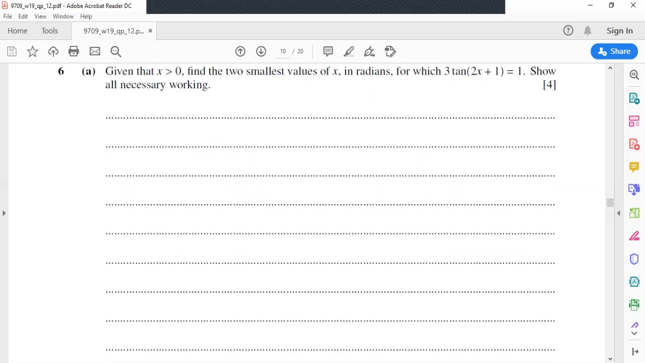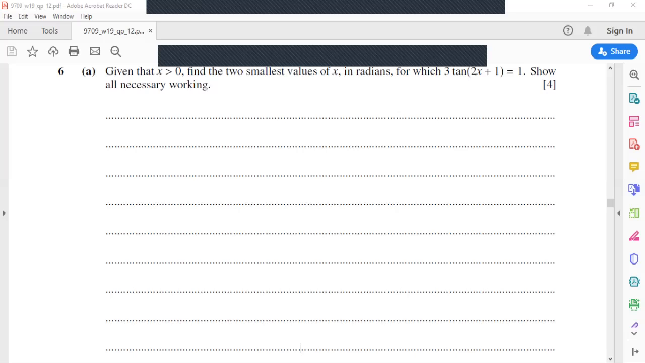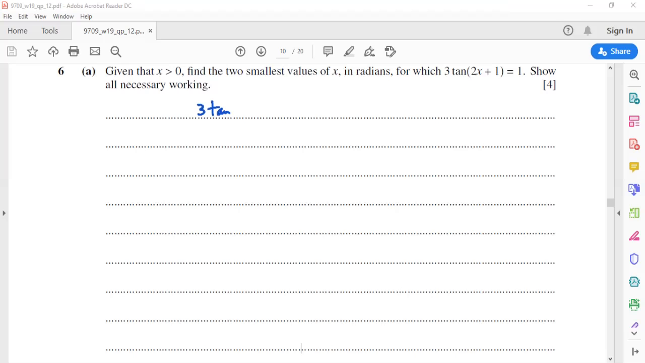Question 6 is regarding trigonometry. Find the two smallest possible values. So 3 tan 2x plus 1 equals 1, so tan of 2x plus 1 equals 1 over 3. Since it is positive, the answer must lie in the first quadrant or in the third quadrant, because tan is positive there.